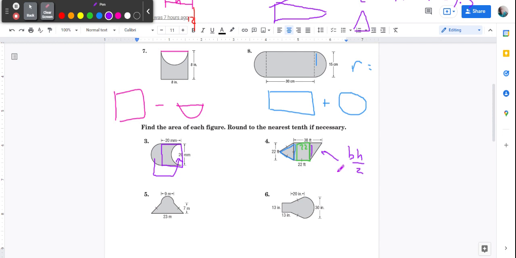All right, we know the height. It's going to be this number right here. So we're going to have to do a little bit of math to find this base right here. Think, this whole distance from here to here is 38, and this distance is 22. So think about what we would have to do to find the length of that base right there. Okay, probably some subtraction.